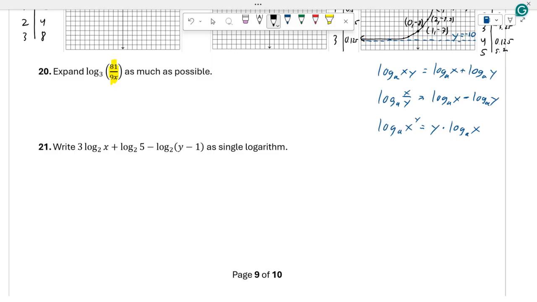Well, the fraction is 81 over 9x. That can be simplified. If you divide out a 9 from both the numerator and denominator, 81 divided by 9 is 9, and then 9 divided by 9 is 1, so it just goes away. So you're actually just left with the x there.